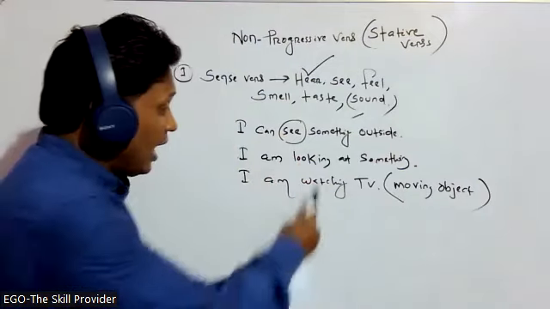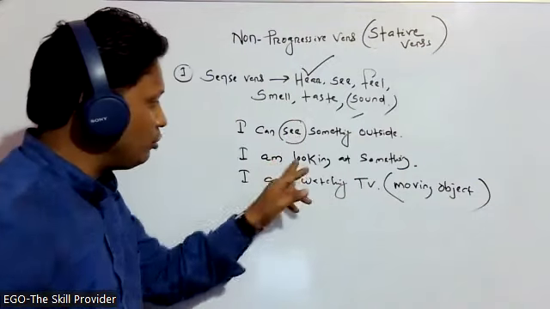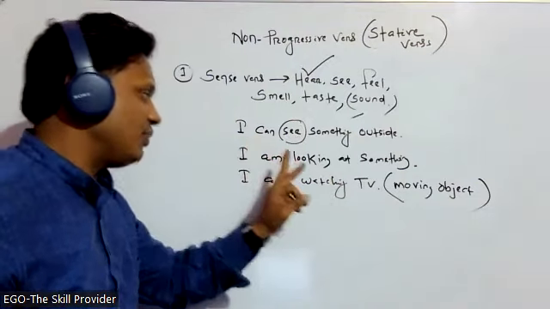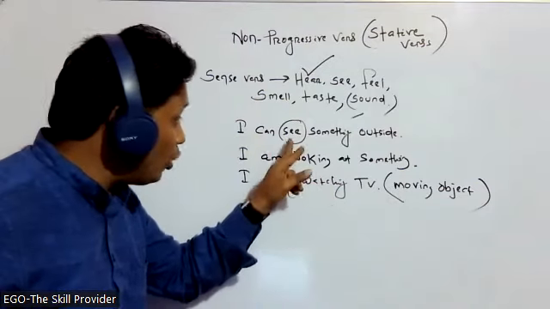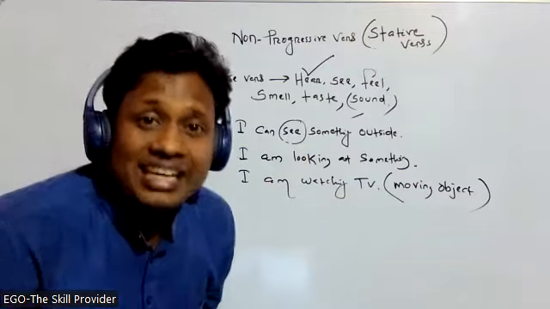Very important verbs, and both are progressive. This is non-progressive. If you want it in progressive form, this is correct, this is correct, this is correct. But don't use see. I can see, I'm seeing you.